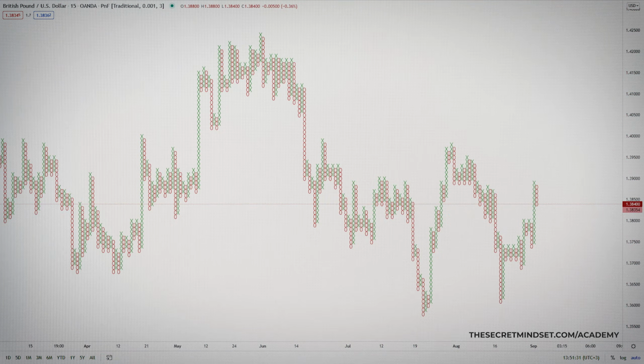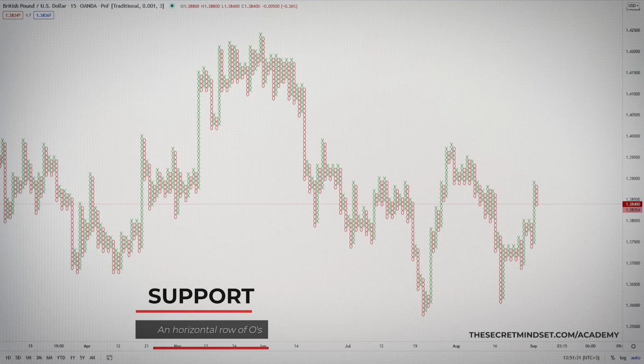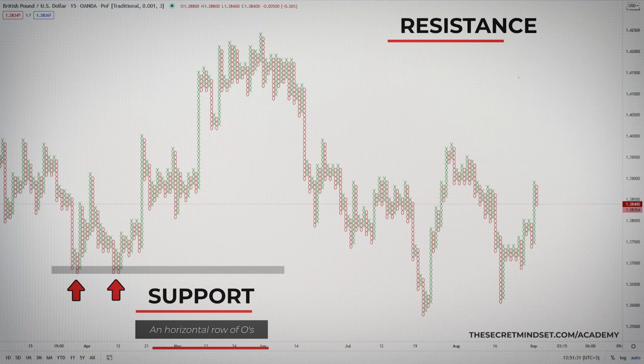A support level is a level at which traders believe prices will start to move higher after hitting the level mark. Have a look at these several O's in the example. A horizontal row of O's is what you are looking for when zeroing in on a trend reversal and an uptrend to begin.